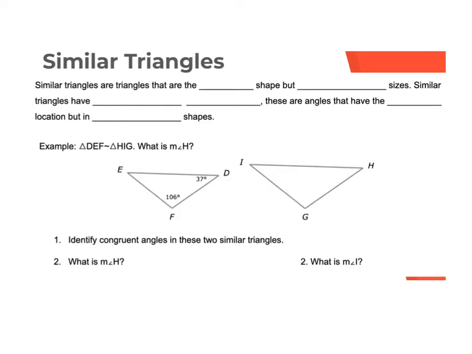Finally, we're going to talk about similar triangles and their angle relationships. Similar triangles are triangles that are the same shape but different sizes. So same shape but different sizes. Similar triangles have corresponding angles. These are angles that have the same location but in different shapes.